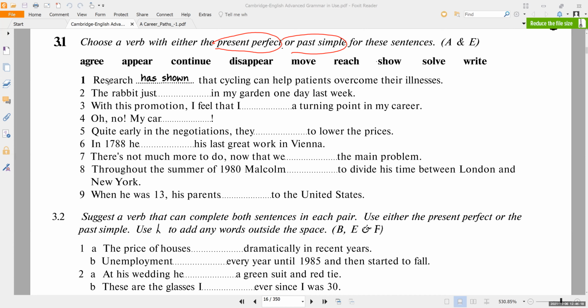Research has shown that... the verb "show" we changed to "has shown", the third form. Research has shown that cycling can help patients overcome their illnesses. So research has proven that cycling helps patients overcome their illnesses.